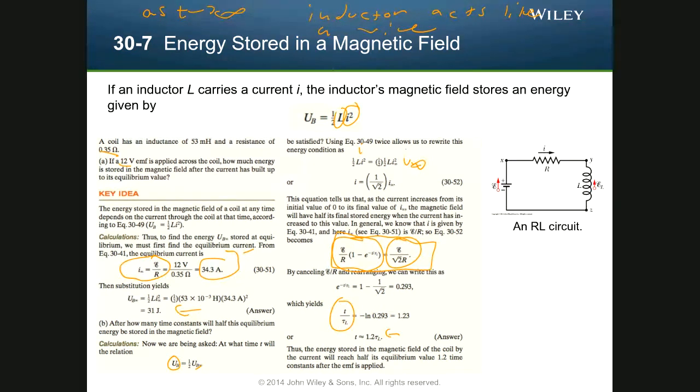So let's take a break. It's 6:52. Let's come back at around 7:05. And we will continue. We will wrap up this chapter, and we will start looking at alternating current circuits. Okay?